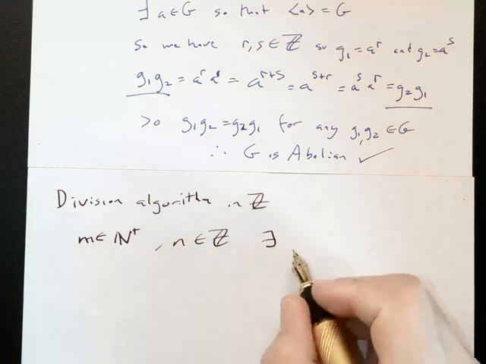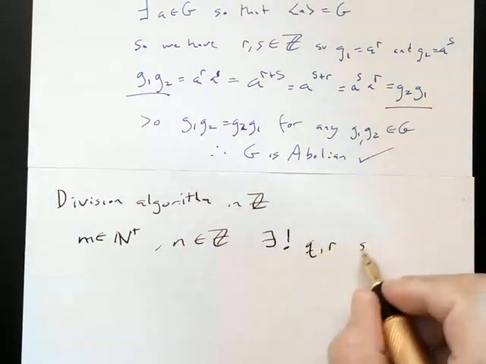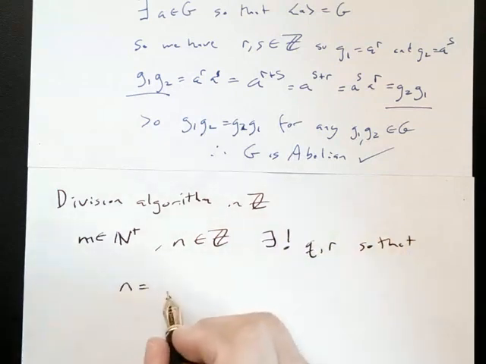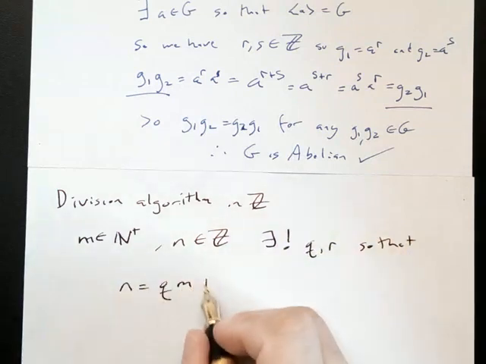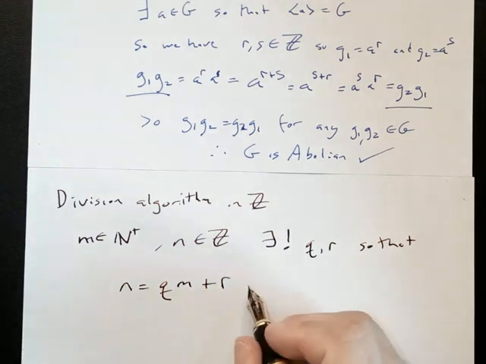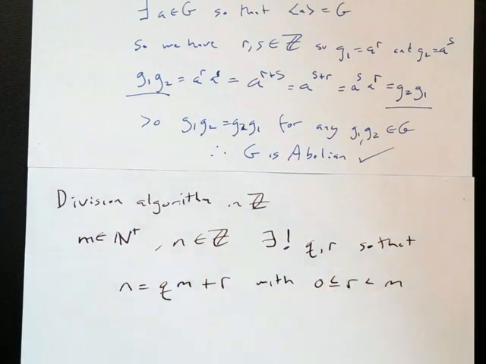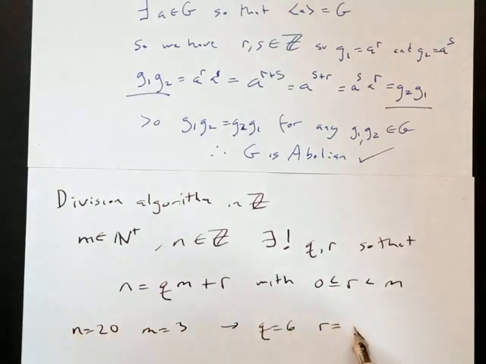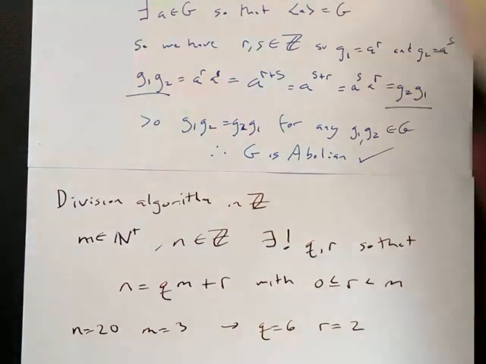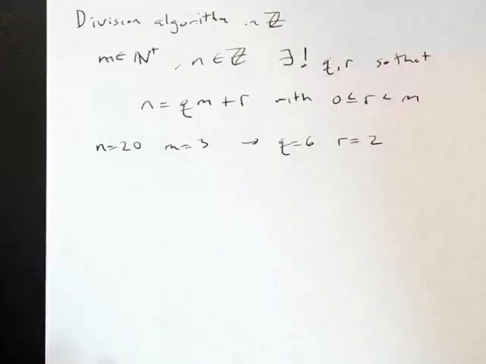There exist unique q and r so that n can be written as the quotient times the divisor plus the remainder. The remainder has to be less than, not less than or equal to, strictly less than m. Now, as I just said, for 20 divided by 3, I have a quotient of 6 and a remainder of 2.